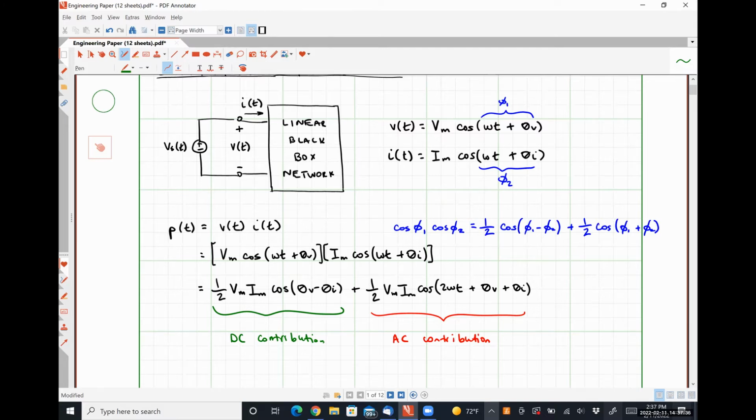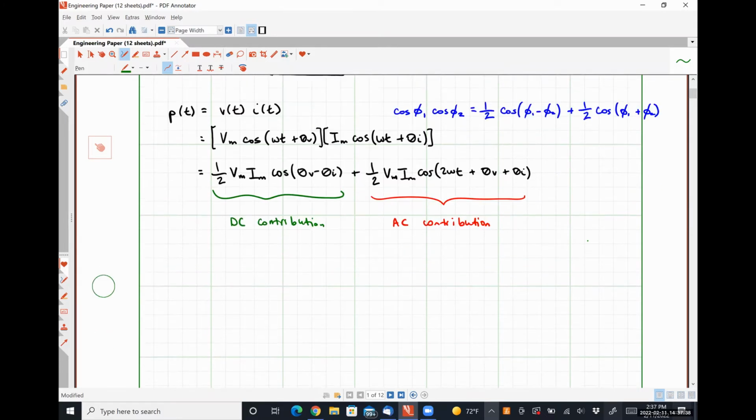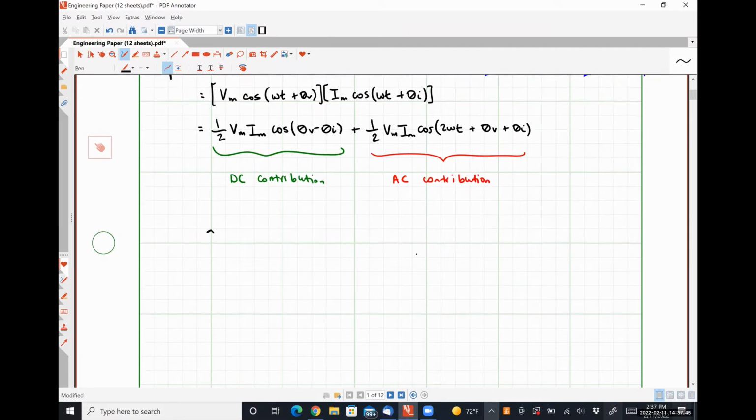So graphically, what this looks like for a generalized case, and I'm going to do my terrible attempt at drawing a sinusoid, so I'm going to pre-apologize for how bad this is going to look. Here's my instantaneous power P of t. Here is my time t.